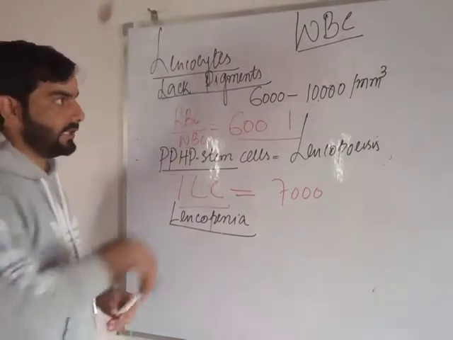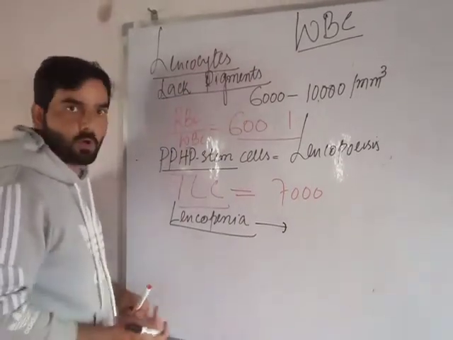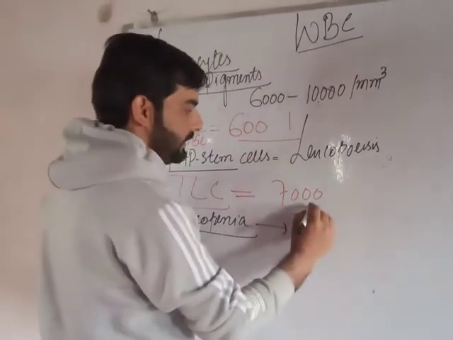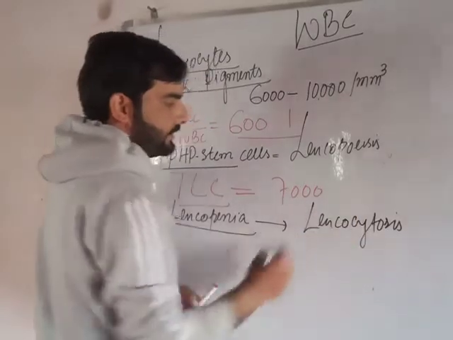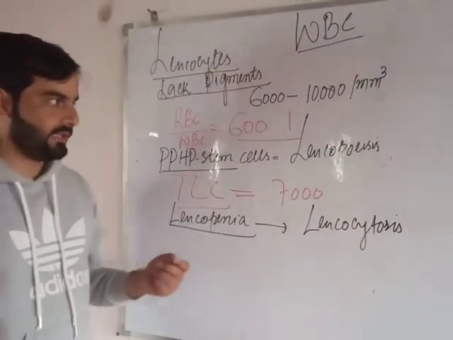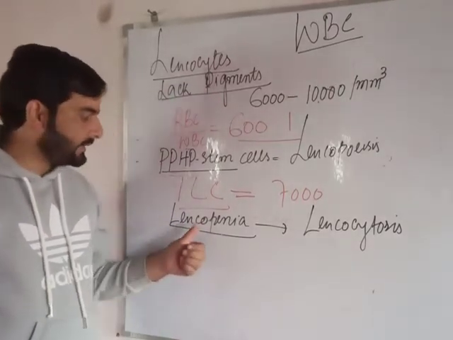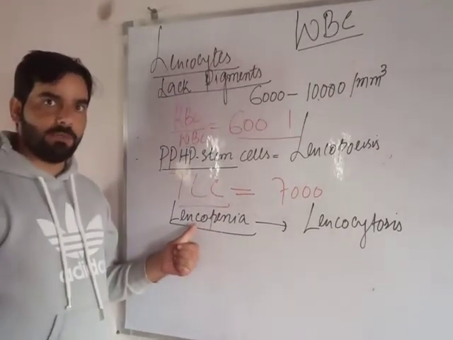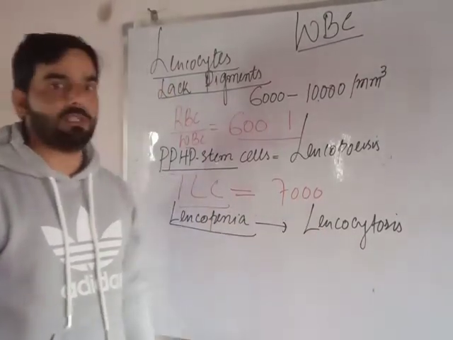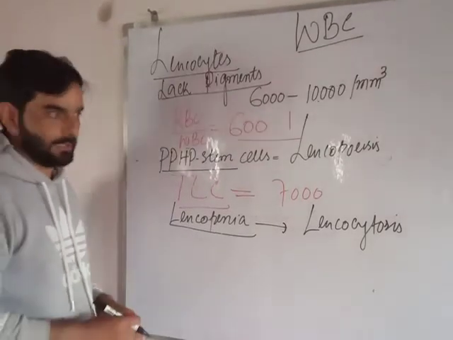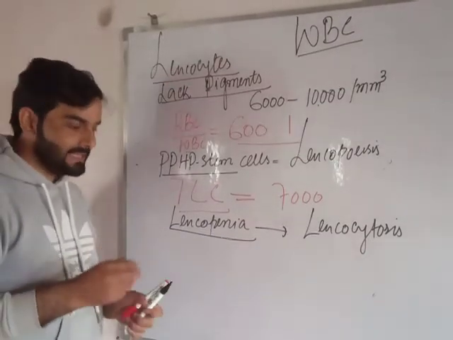If the count increases beyond 10,000, that disorder is called leukocytosis. You have to remember three basic terms. Formation of WBCs is called leukopoiesis, the decrease in the count of WBCs is called leukopenia, and the increase in the number of WBCs is called leukocytosis.